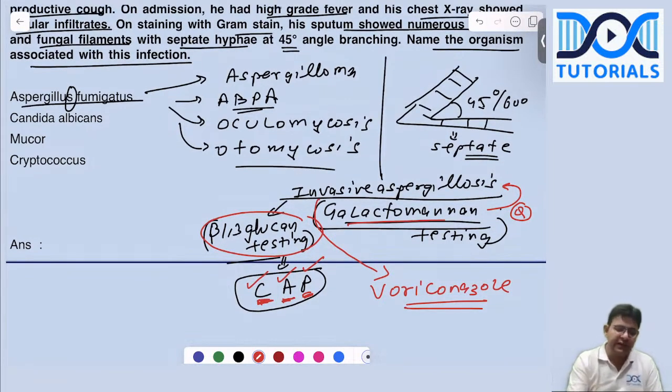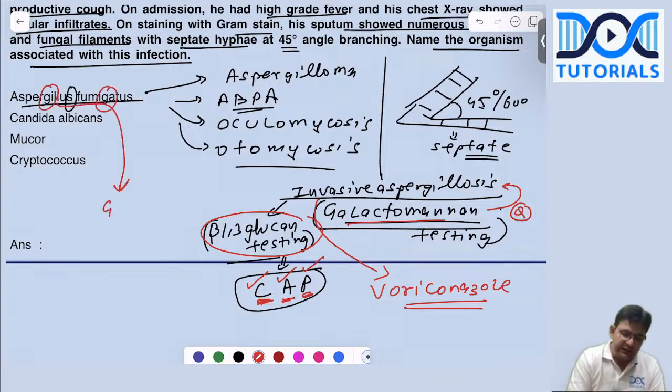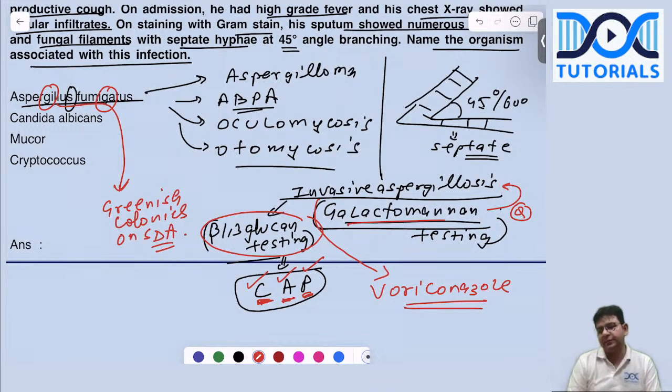Another added point which I can tell you is that in Aspergillus fumigatus, greenish colonies are observed on the SDA media. Important is this: greenish colonies are there in SDA in the case of fumigatus, in niger it is black, and in flavus it is yellow. And Aspergillus flavus is also associated with what? Hepatocellular carcinoma. Okay, because it secretes which toxin? Aflatoxin.